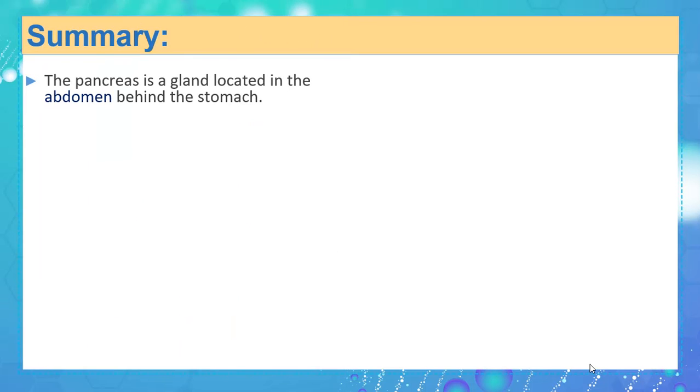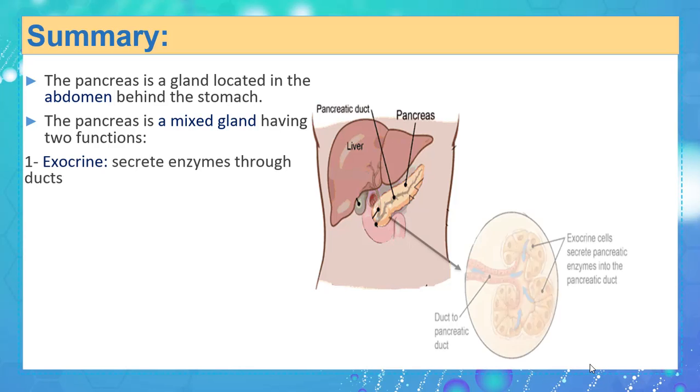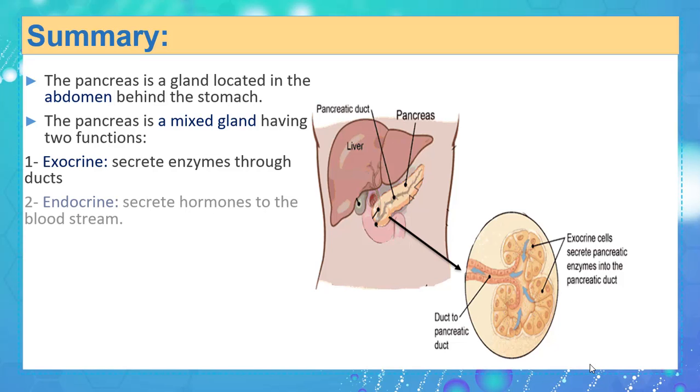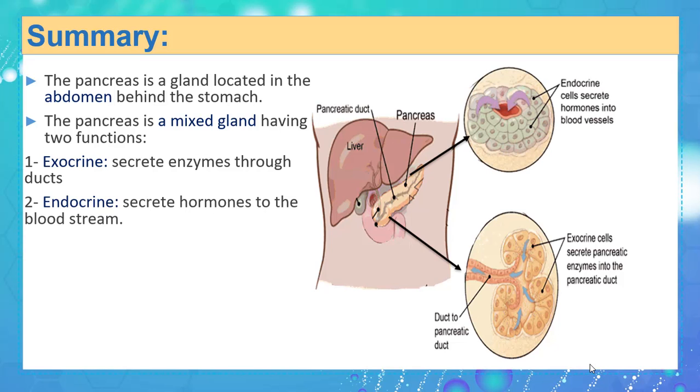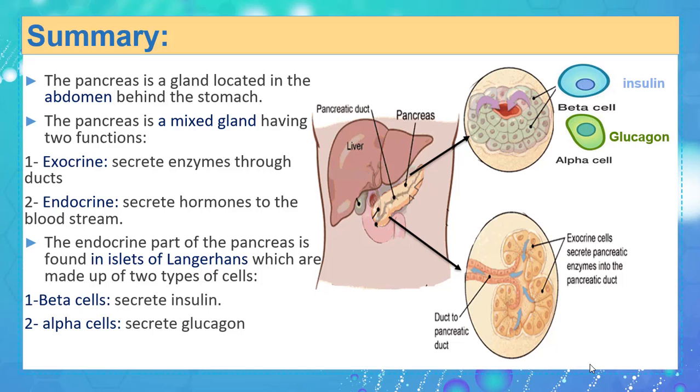For now, you've learned that the pancreas is a gland located in the abdomen behind the stomach. This pancreas is a mixed gland having two functions: an exocrine function, it can secrete enzymes through ducts, and an endocrine function, it can secrete hormones to the bloodstream. The endocrine part of the pancreas is found in the islets of Langerhans, which are made up of two types of cells, the beta cells and the alpha cells. The beta cells can secrete insulin and the alpha cells can secrete glucagon.